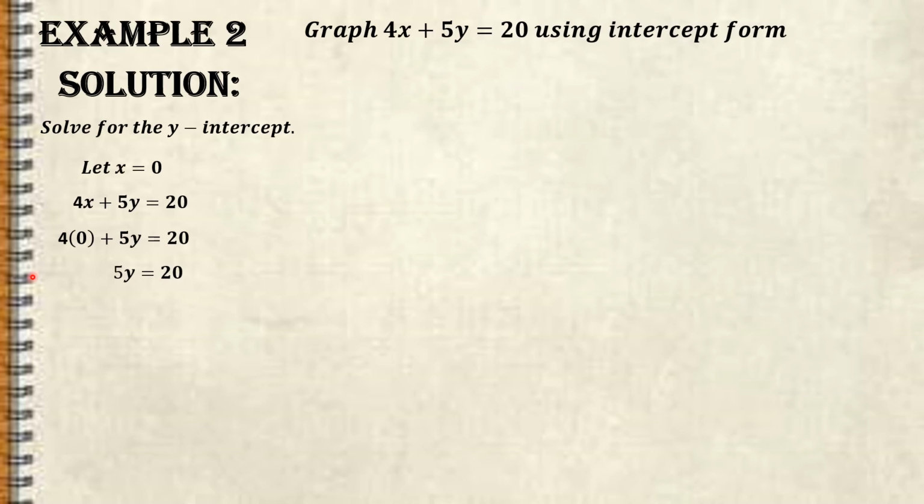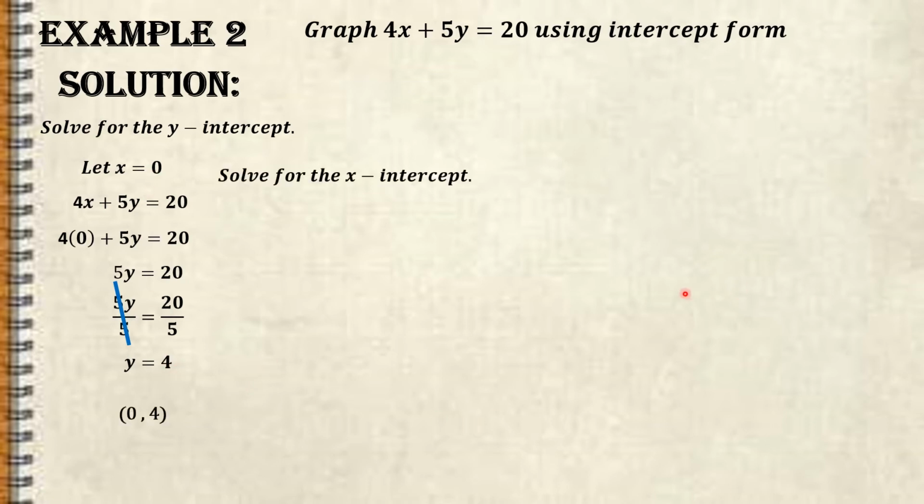Then cancel na yung 4 times 0, matitira na lang yung 5y equals 20. So, kailangan matitira lang yung y. So, divide natin both sides by 5. So, cancel na yung 5 over 5 dyan. So, magiging y na lang. Then, 20 divided by 5, that is equal to 4. Okay? And that becomes now, ang ating ordered pair dito is 0 and 4.